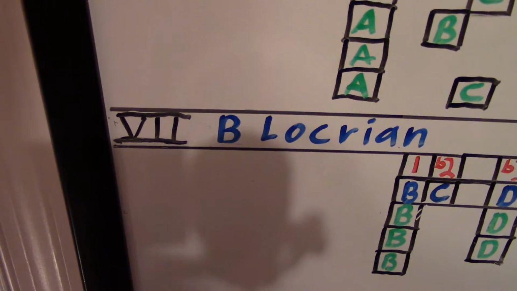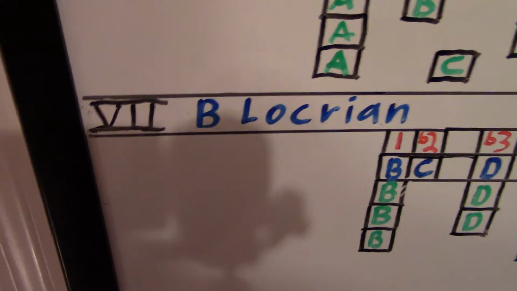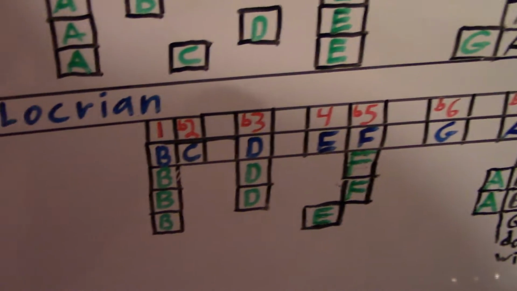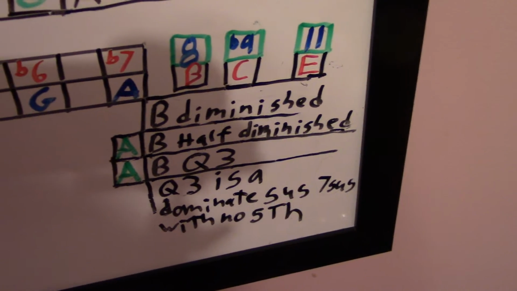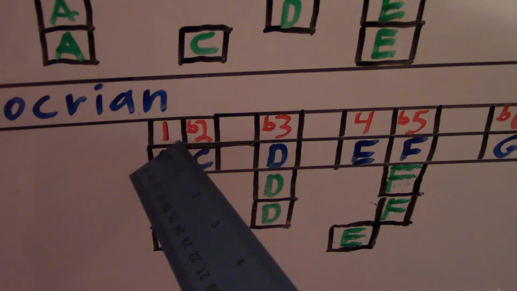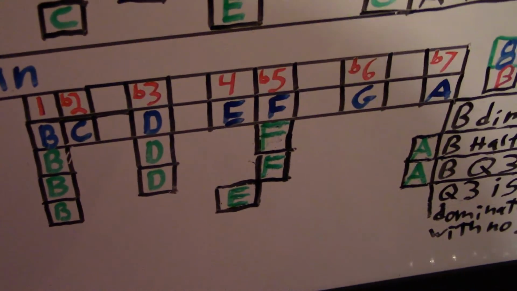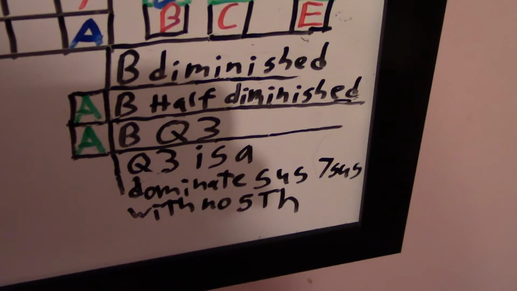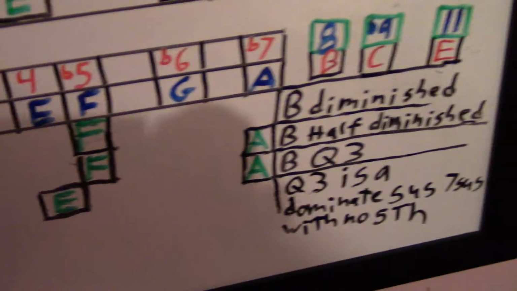But the 7th mode is B Locrian. Now Locrian is a little different. The Locrian is actually a diminished scale, B diminished. Why is it diminished? You have your root, flat 3rd, and flat 5th, which is B, D, F. That's diminished. Then you have B half diminished. What is that? B, D, F, and A.